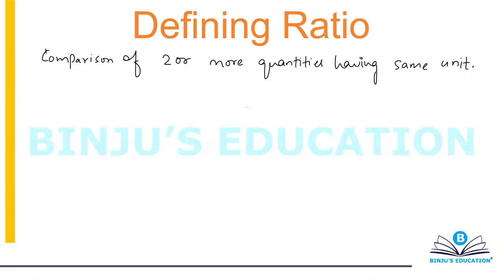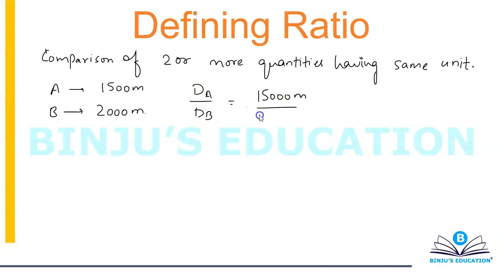For example, let's suppose person A runs, let's say, 1500 meters, and person B runs, let's say, 2000 meters. So I can say that the ratio of the distance covered by A to that of B, that is dA divided by dB, I can write as 1500 m divided by 2000 m. The units are going to get cancelled from numerator and denominator. You can cancel two zeros and this will simply become 3:4.